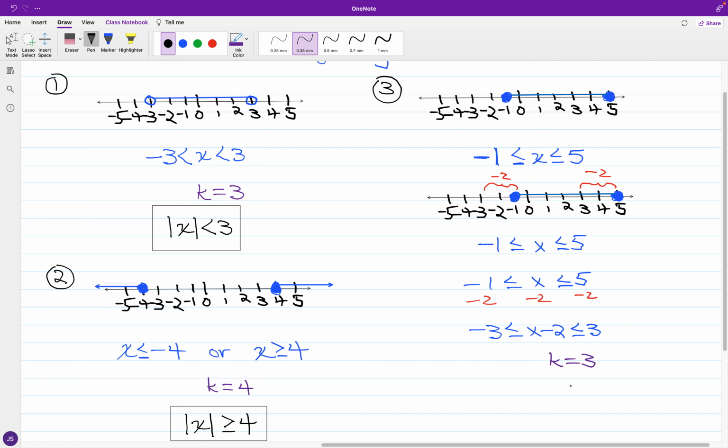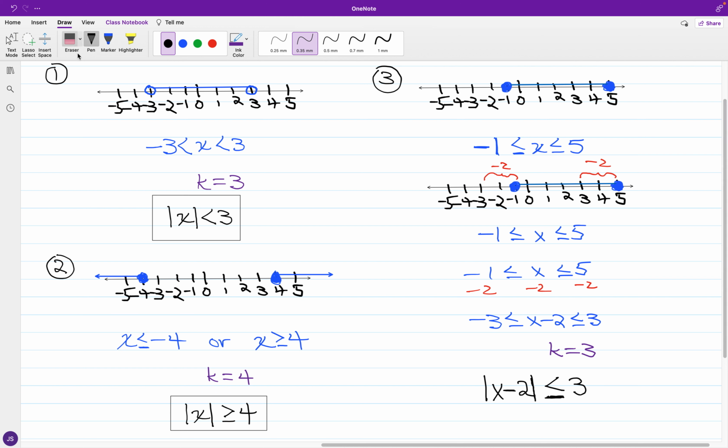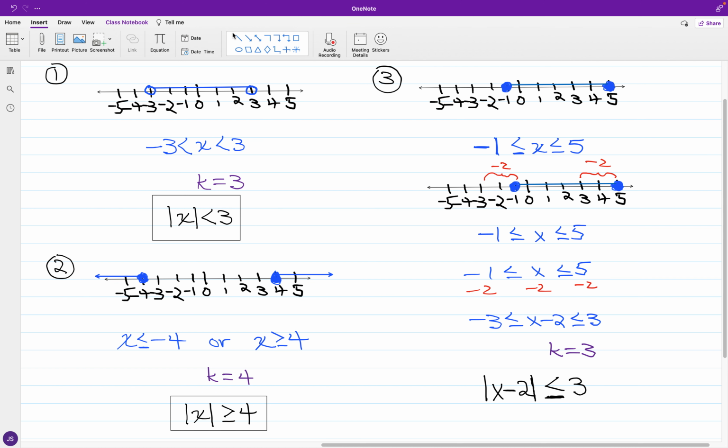And for the absolute value inequality, you have a compound inequality, and I got the endpoints as closed points. So your k value is going to be at 3. And instead of x, to arrive at the k value, the x had to be transformed to x minus 2. And so for the absolute value inequality, we're going to have the absolute value of x minus 2 is less than or equal to 3.